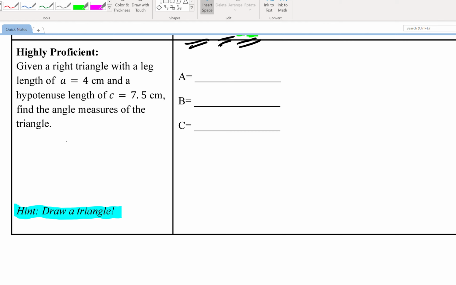Let's go, we'll just go right here. I'm not going to worry about drawing it to scale. You can if you want to. That means that these may not look right, but it's okay.